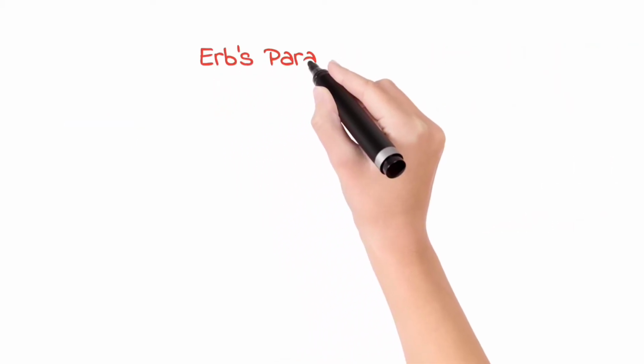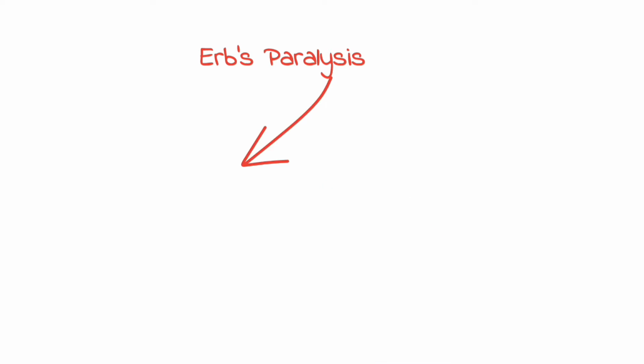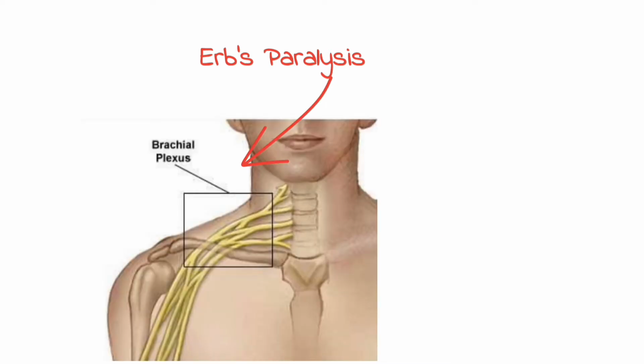Erb's paralysis. The group of nerves around the shoulder is known as the brachial plexus. Loss of movement or weakness in the arm can occur when these nerves are damaged. This injury is known as neonatal brachial plexus paralysis or Erb's palsy.